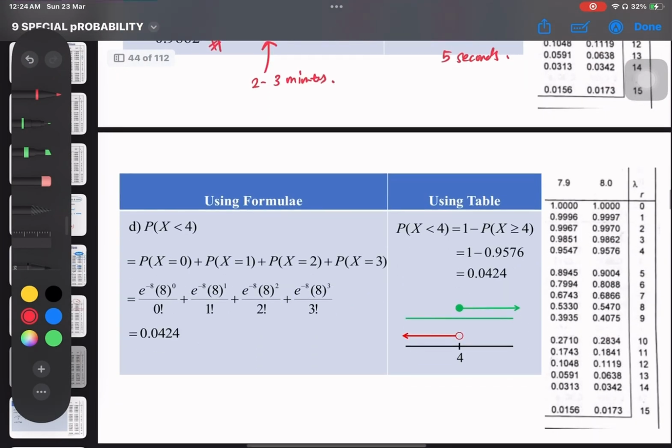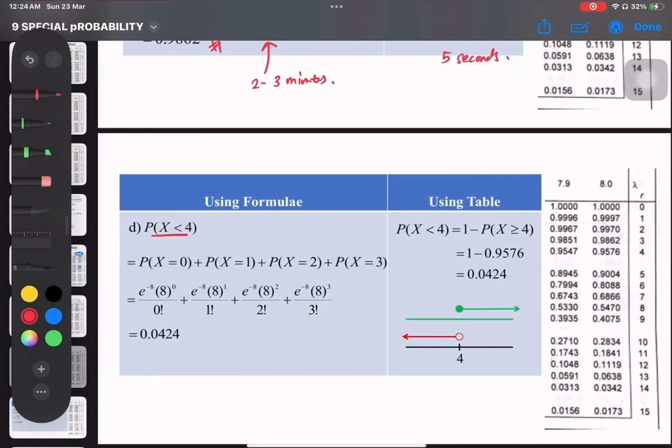The same process again for question D. So for the formula part, the inequality does not include 4 and we need probabilities of less than 4, so we add 0, 1, 2 and 3, and using the table it's the same. 1 minus more than or equal to 4 to get less than 4's probability.